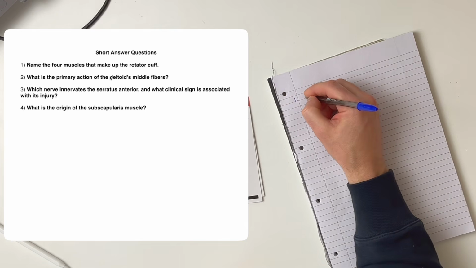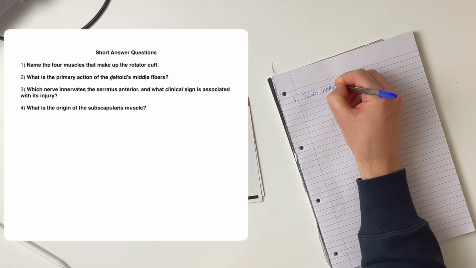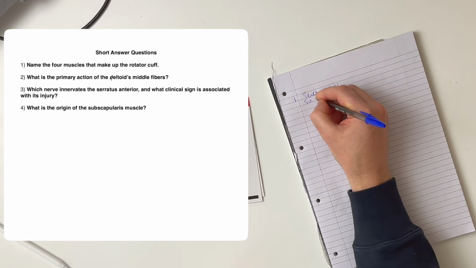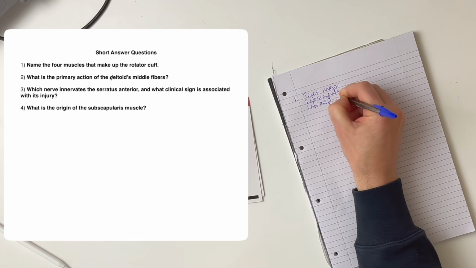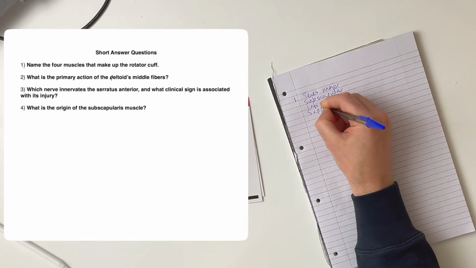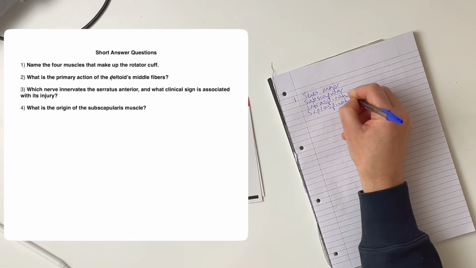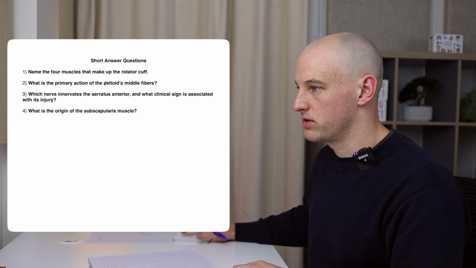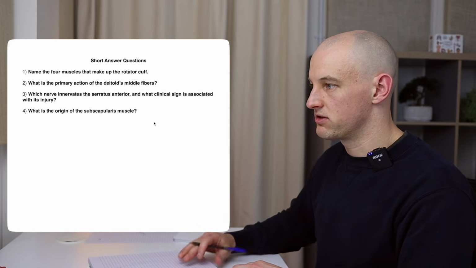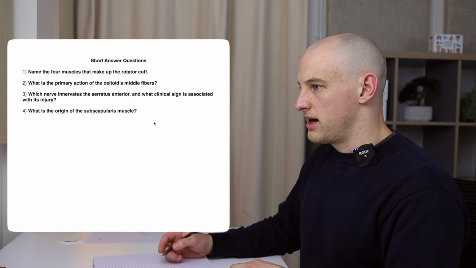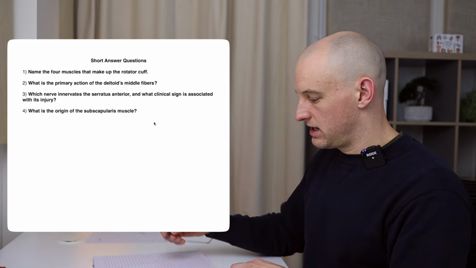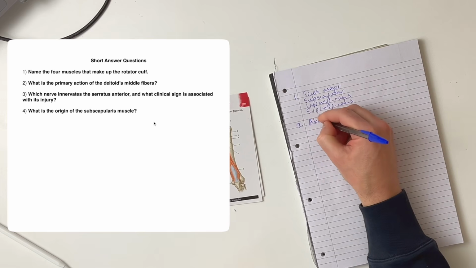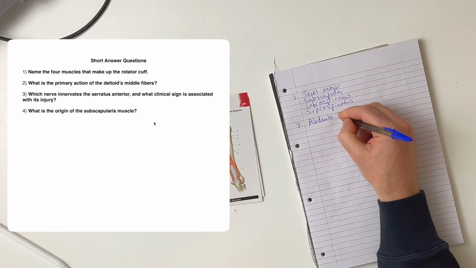So they are the teres, shall we say major, subscapularis, infraspinatus, and the supraspinatus. And then you go to number 2, which is what is the primary action of the deltoid's middle fibers? So the lateral middle deltoid abducts the humerus.